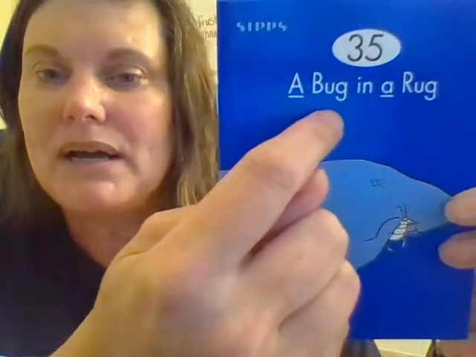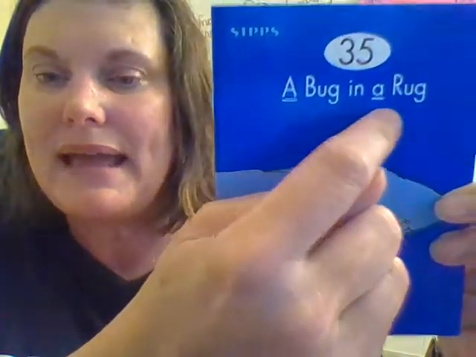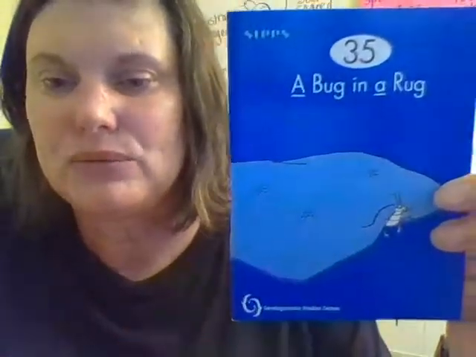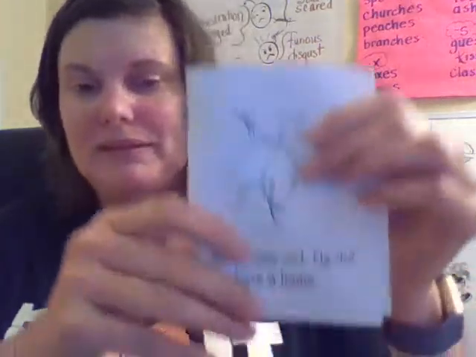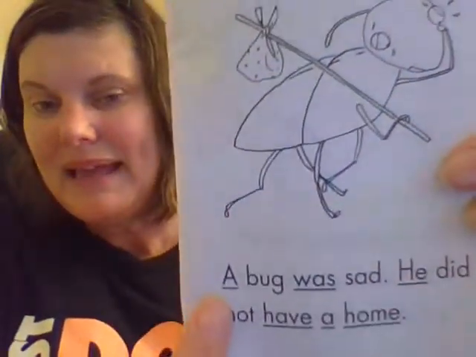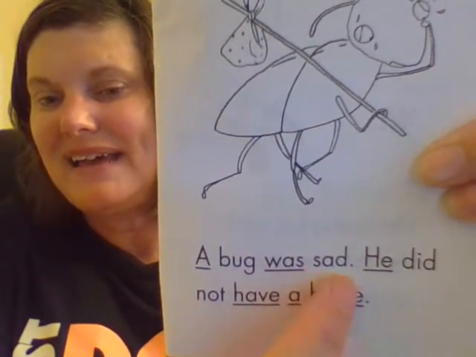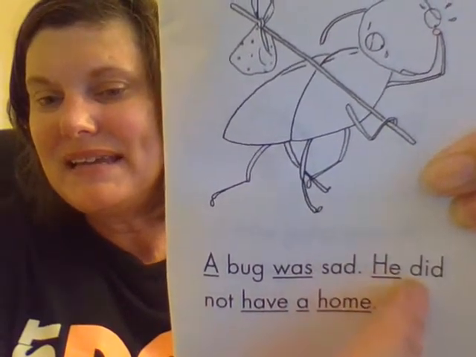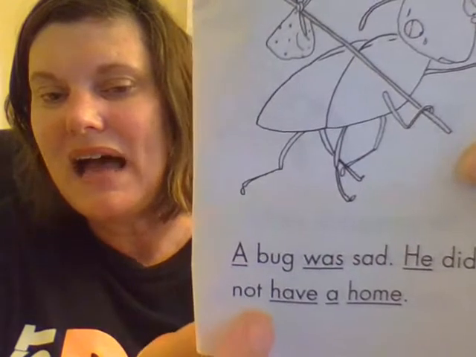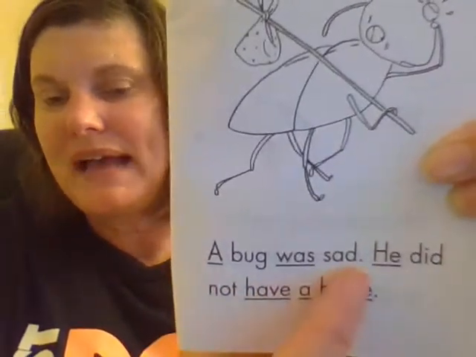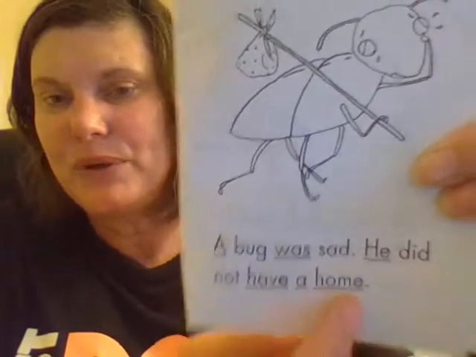A bug in a rug. A bug in a rug. Ooh, I don't want any bugs in my rug. I don't know about you. A bug was sad. He did not have a home. A bug was sad. He did not have a home. It would make me sad too.